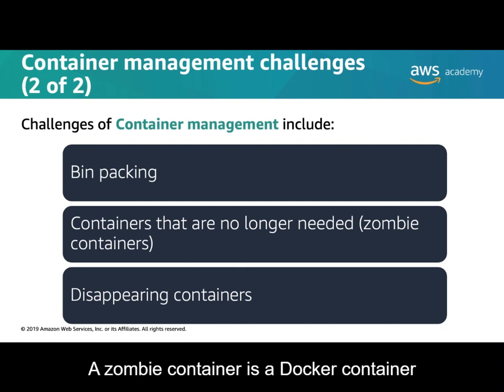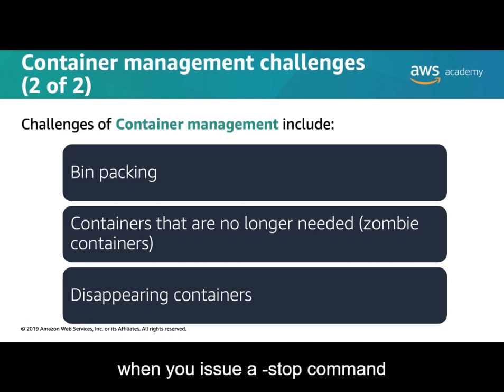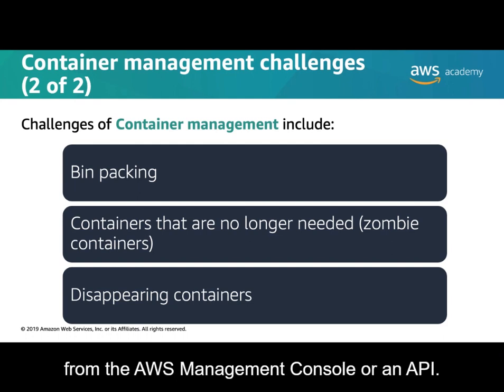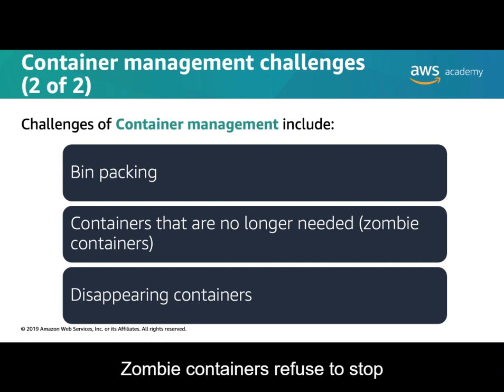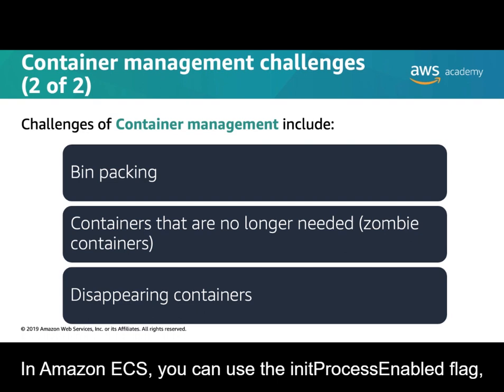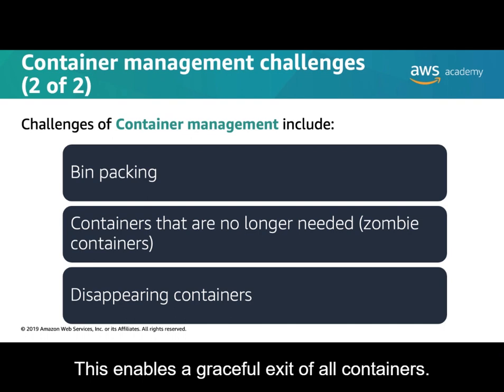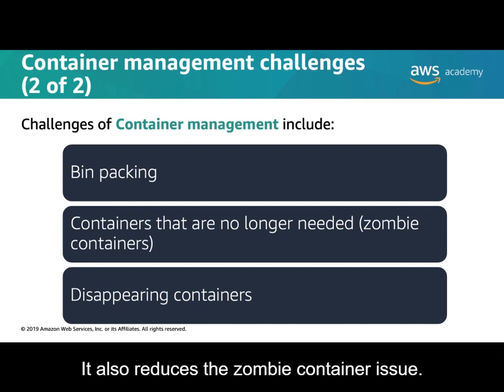A zombie container is a Docker container that refuses to stop when it's issued a command. Normal containers shut down gracefully when you issue a stop command from the AWS Management Console or an API. Zombie containers refuse to stop because they can't process the init command to stop gracefully. In Amazon ECS, you can use the init process enabled flag, which runs an init process as PID1 in the container. This enables a graceful exit of all containers. It also reduces the zombie container issue.